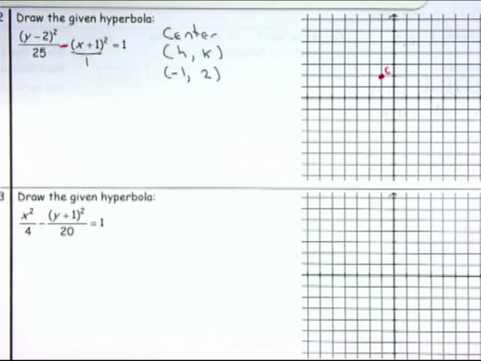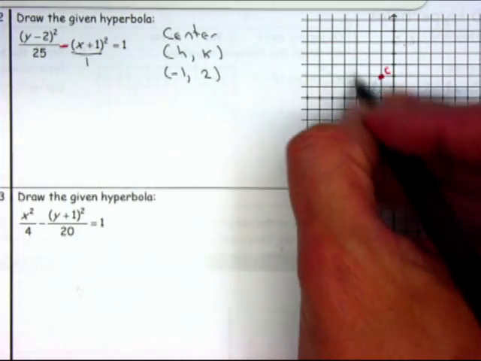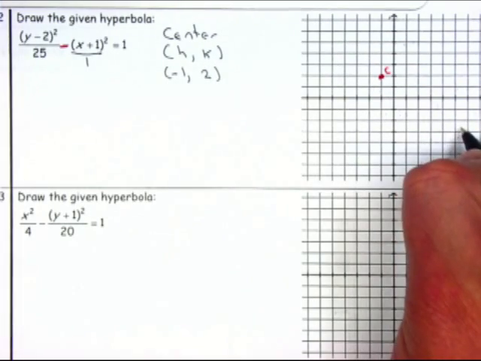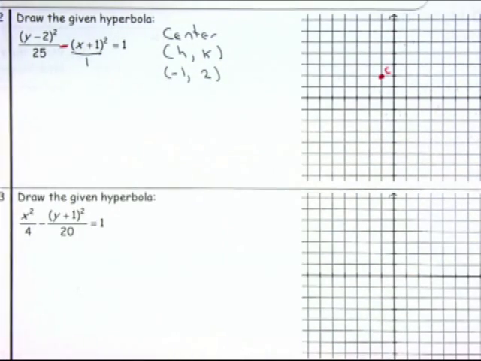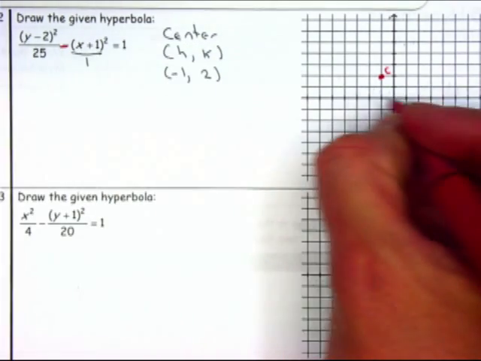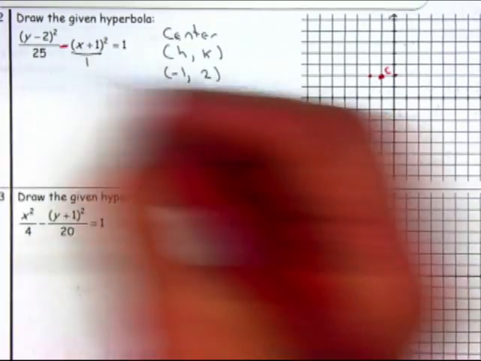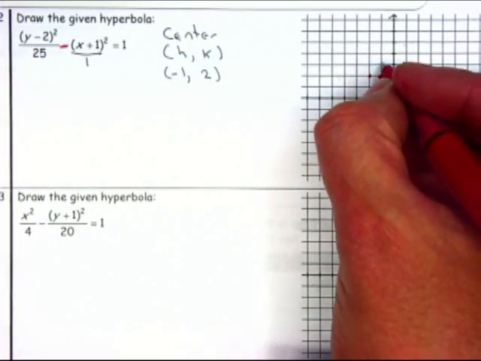Now, we want to be able to find other points to be able to form our box and to shape our asymptotes. Now under the x there's a 1, so we're going to go to the right 1 because the square root of 1 is 1, and to the left 1. Under the y there's a 25, the square root of 25 is 5, so 1, 2, 3, 4, 5, 1, 2, 3, 4, 5.